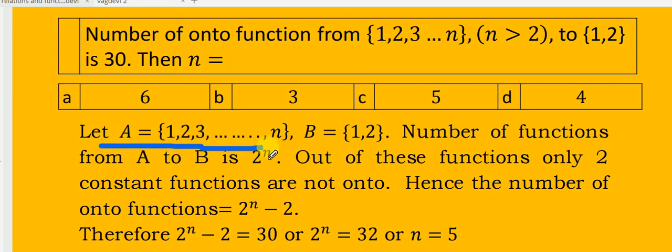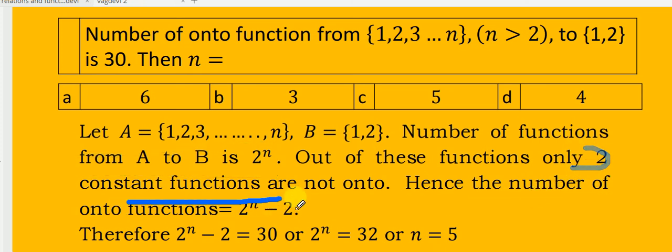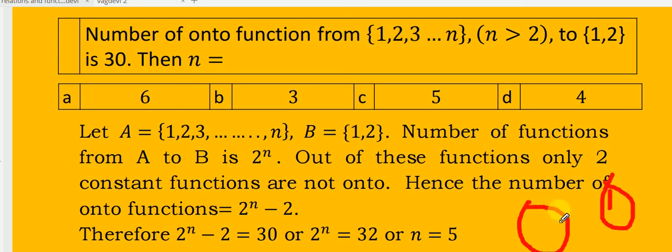Let A equal 1, 2, 3 up to n and B is 1, 2. This is given. The number of functions from A to B is 2 to the power of n. Out of these functions, only 2 are constant functions, which are not onto functions. When you define a function like this, there will be a few constant functions, that is, some elements in set B will not have pre-images. So such functions are not onto functions. Usually when you have 2 elements here, there will be 2 constant functions.